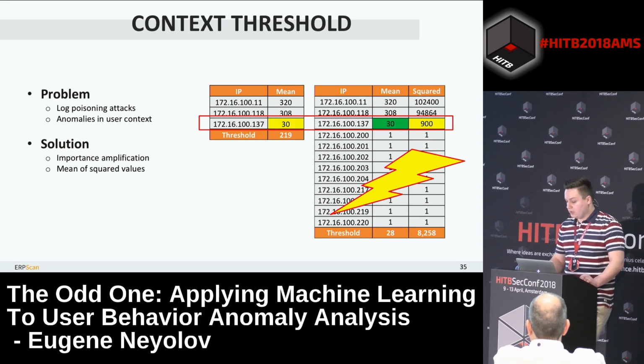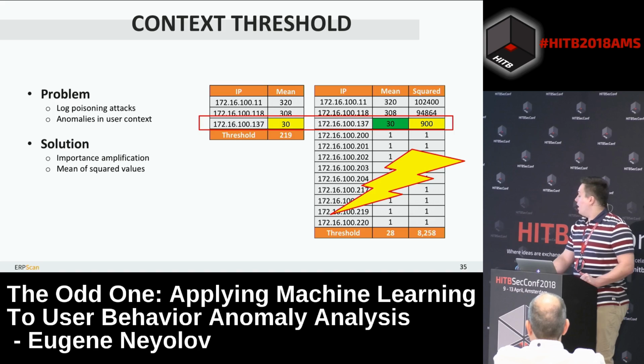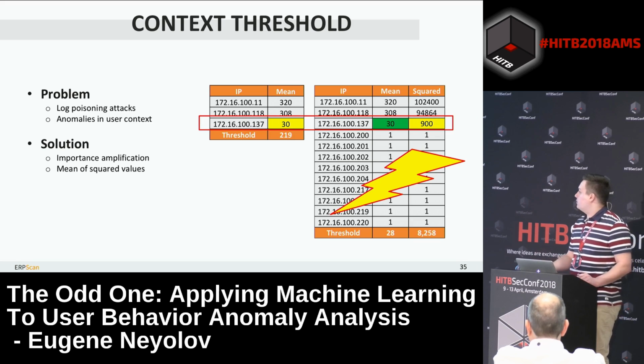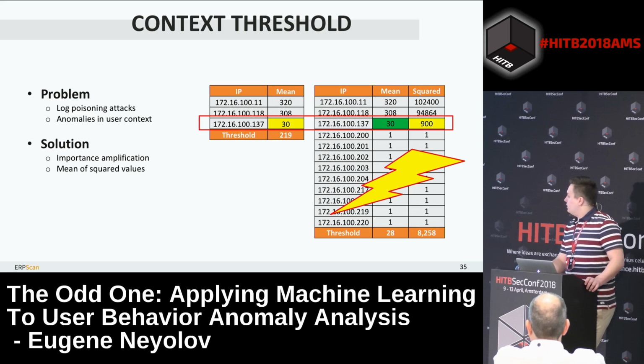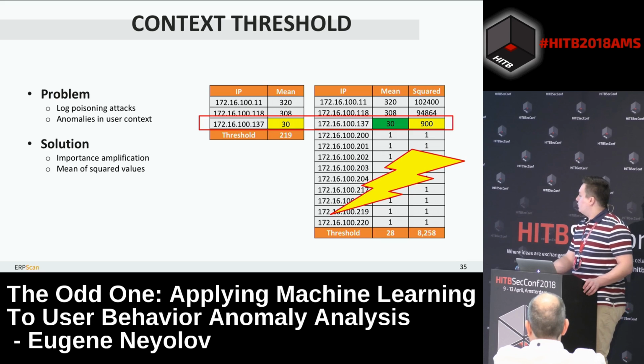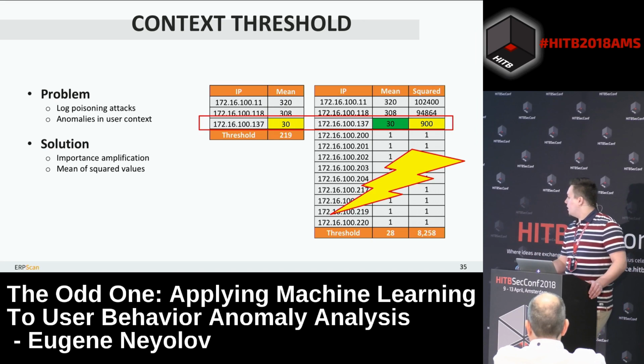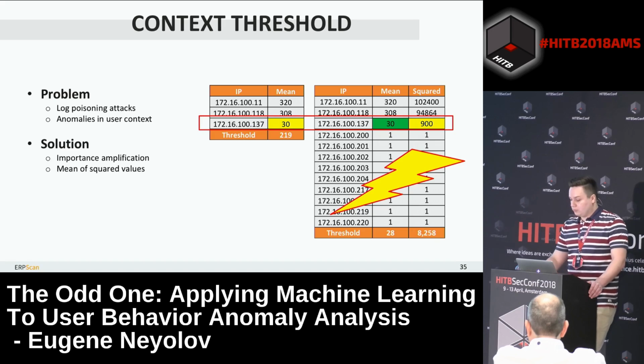In the first table, you can see 3 whitelisted IP addresses, and before we finish the training step, we need to exclude this one because it's obviously not normal. To do this, we have a mean threshold, which is 219, and it obviously cuts off this third IP address. But if attackers know our algorithm, they can simply bypass our threshold by injecting more entries. So in the second table, you can see that after the third entry, I added 20 more entries, and the threshold is changed. It's now 28, and our anomaly becomes normal.